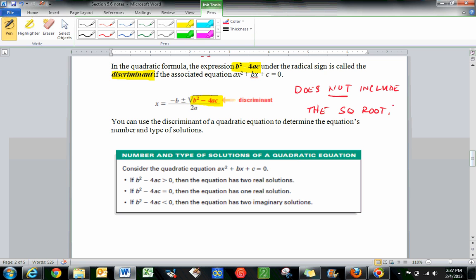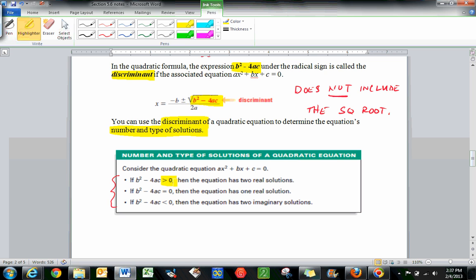Now, what we can do is take that discriminant value, and the discriminant tells us the number and the type of solutions. You can see here that we have a little bullet list that shows you when and what type of solutions you're going to get. This would be something you might want to commit to memory. It's best recognized through practice, which gets you experience with it. But here's the gist of it.